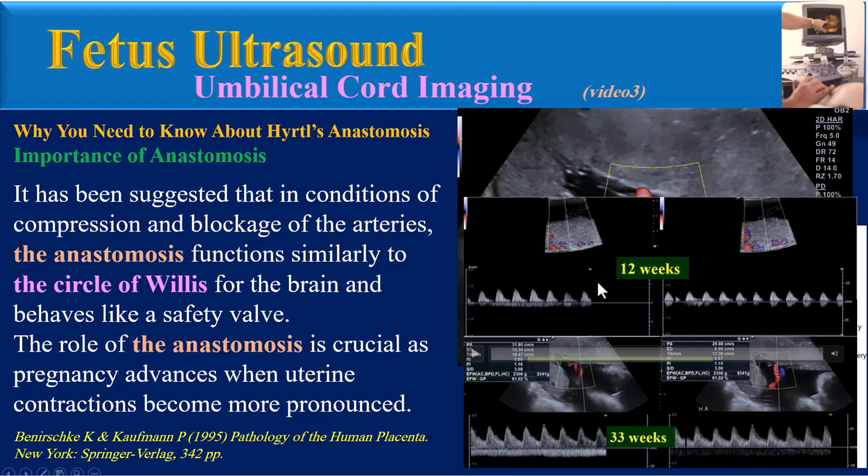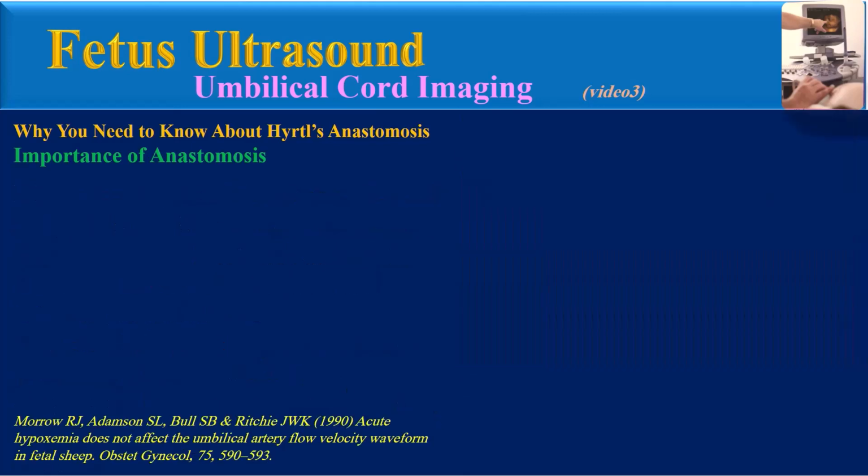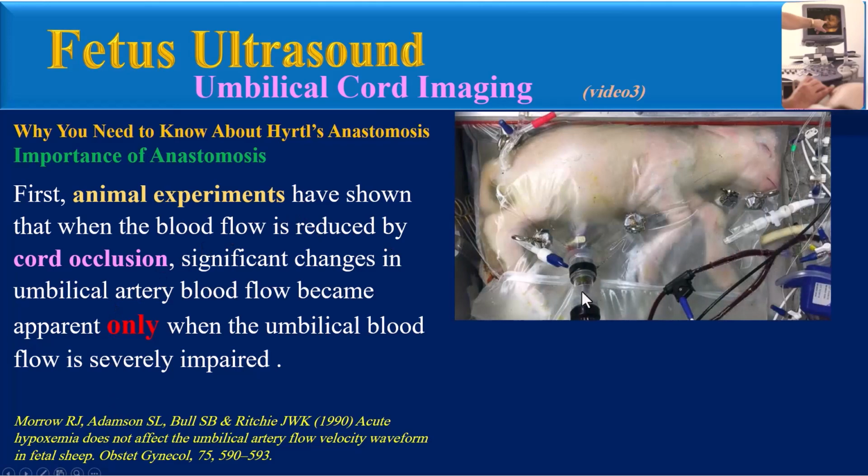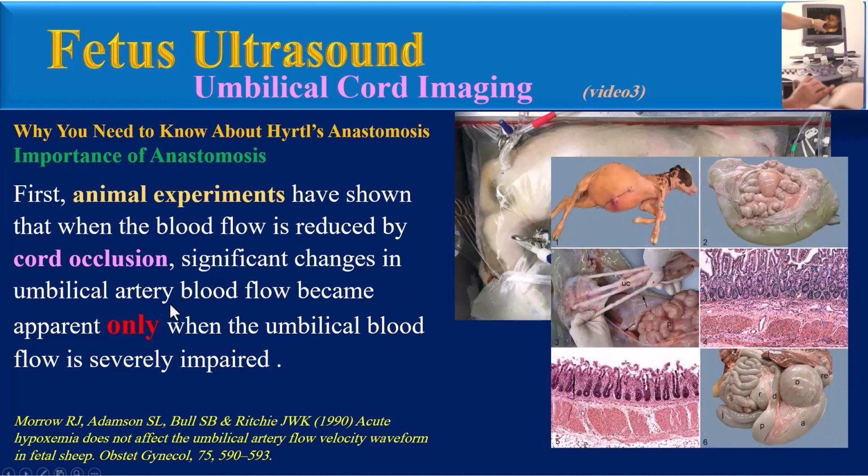As I explained before, with advancing gestation, by changing in Hyrtl anastomosis function, the resistance index decreases obviously. One of the first importances of Hyrtl anastomosis was revealed by animal experiments. Animal experiments have shown that when the blood flow is reduced by cord occlusion, significant changes in umbilical artery blood flow became apparent only when the umbilical blood flow is severely impaired.